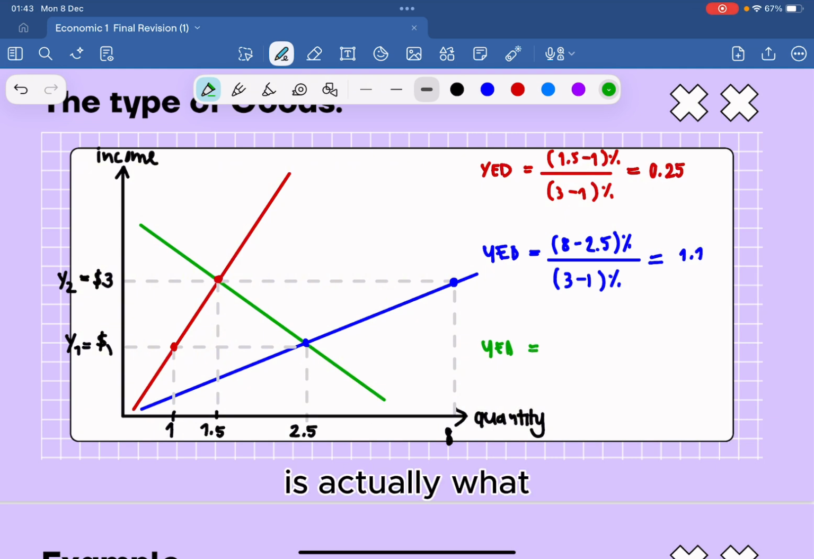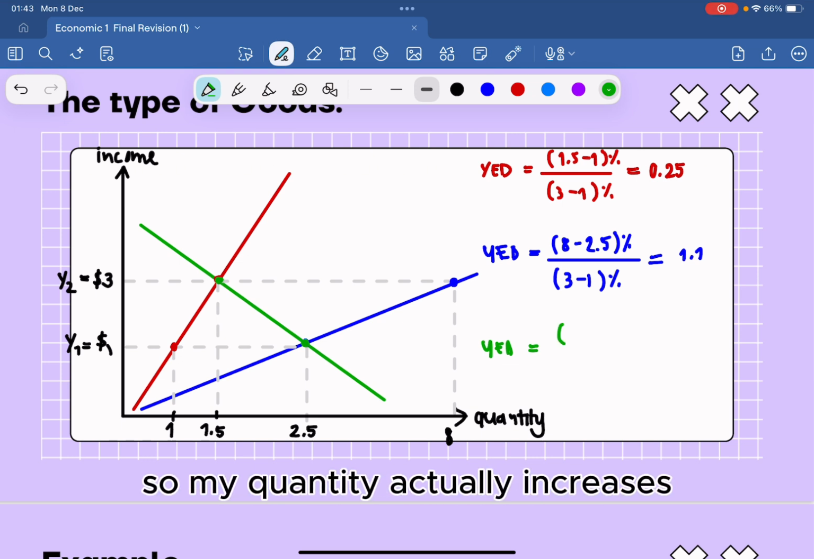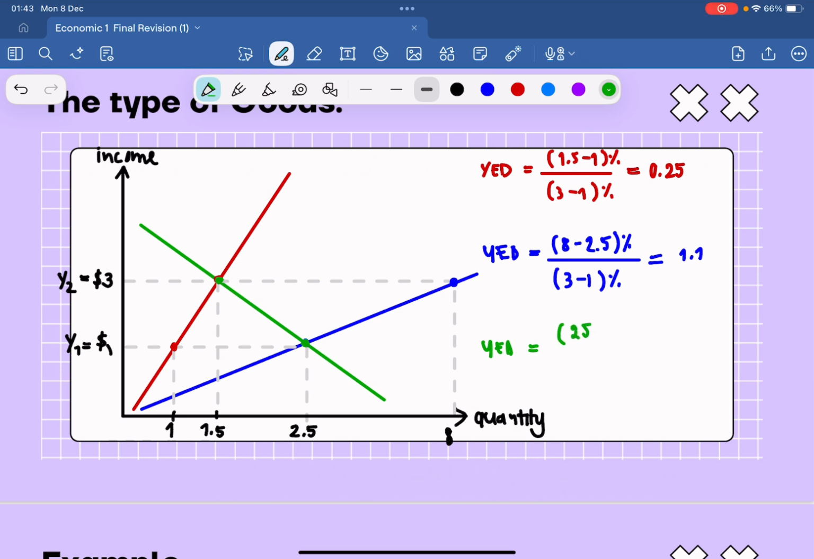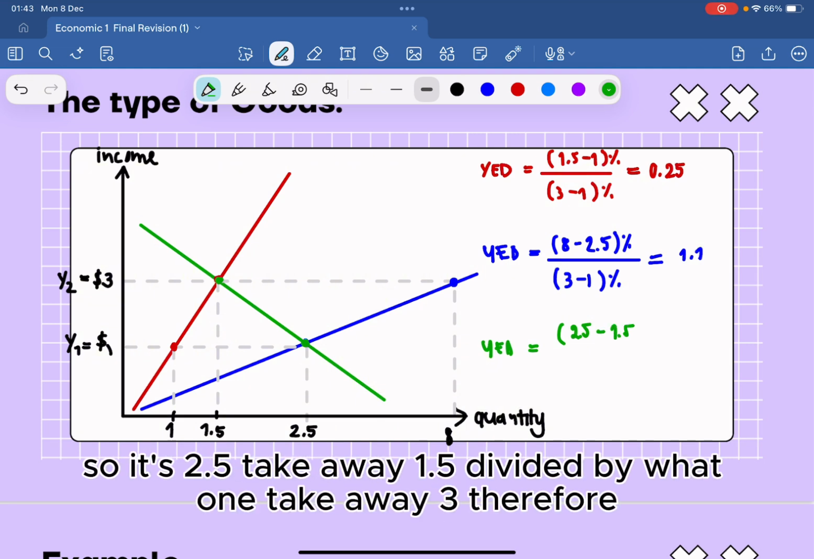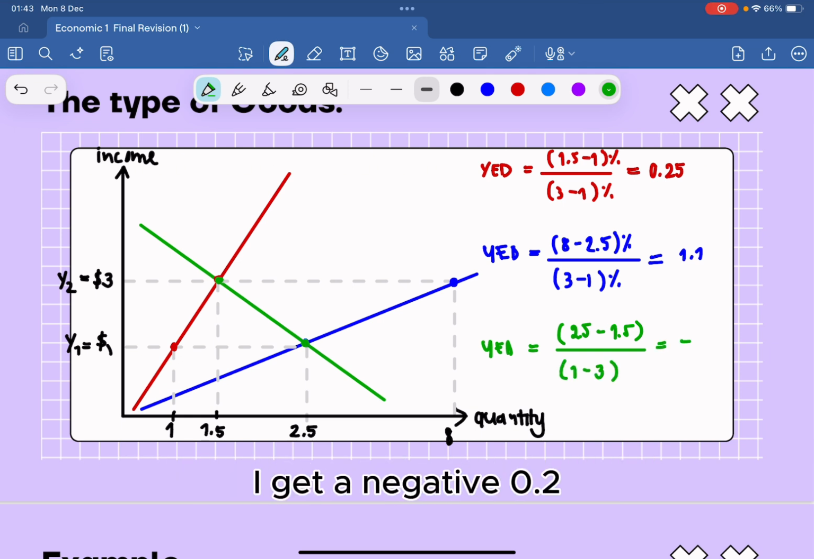Okay, and for my green one, it is actually what? My income is actually decreasing, right? Means here and here. So my quantity actually increases. Okay, so it's 2.5 take away 1.5 divided by what? 1 take away 3. Therefore, I get a negative 0.2. Okay.